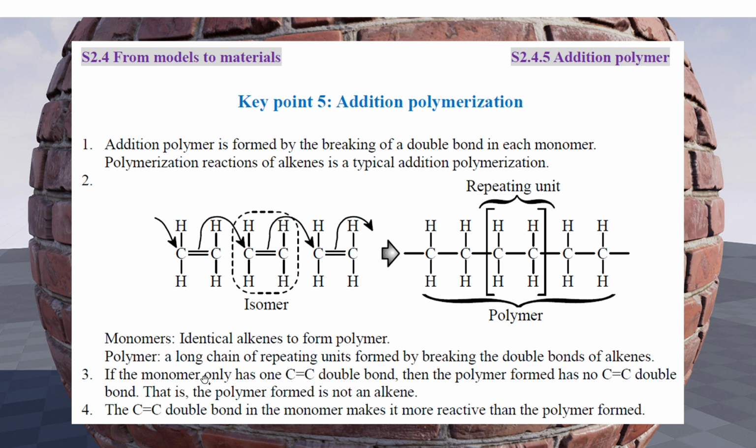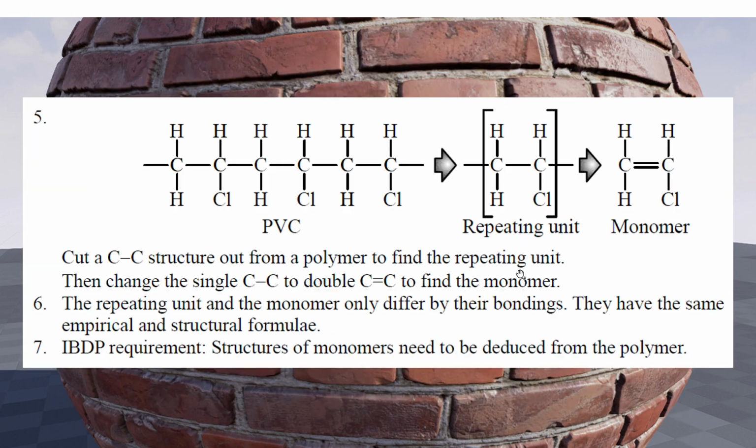If the monomer only has one C=C double bond, after forming the polymer it does not have a C=C double bond. Right? So it's not an alkene. And the C=C double bond in the monomer makes it more reactive than the polymer form. The polymer is stable.